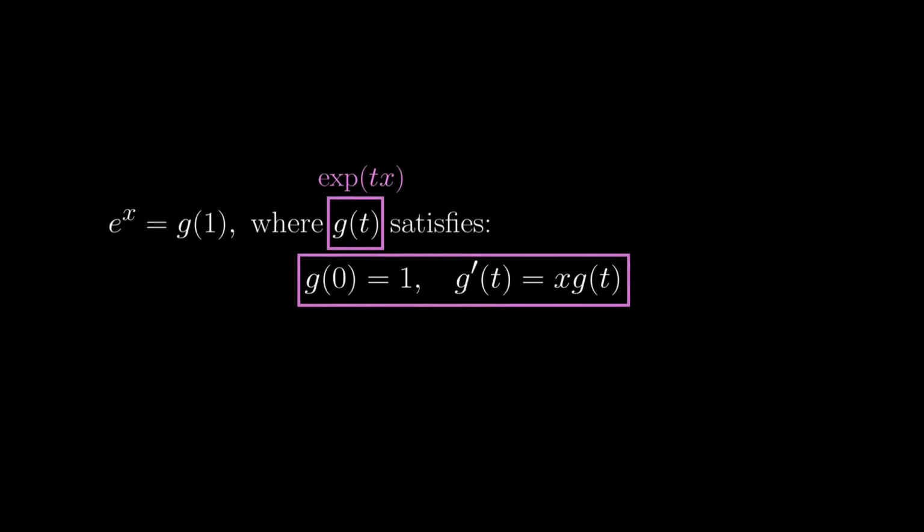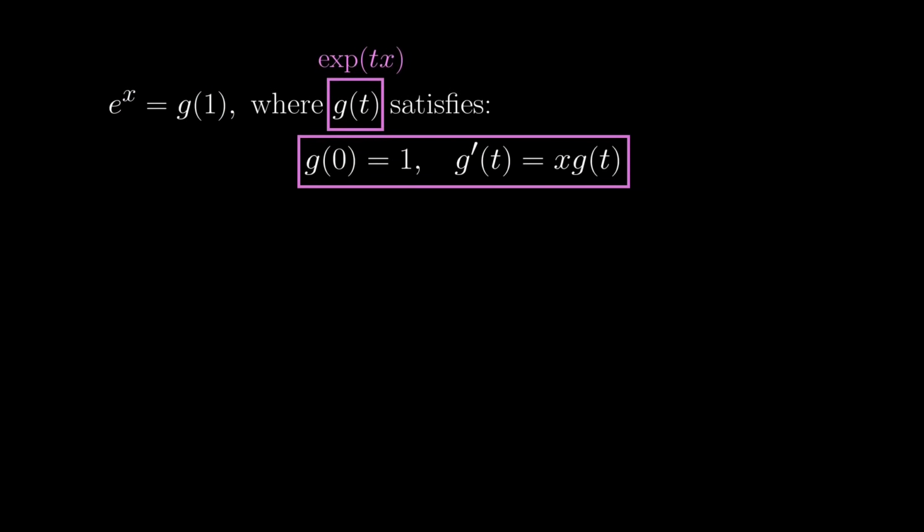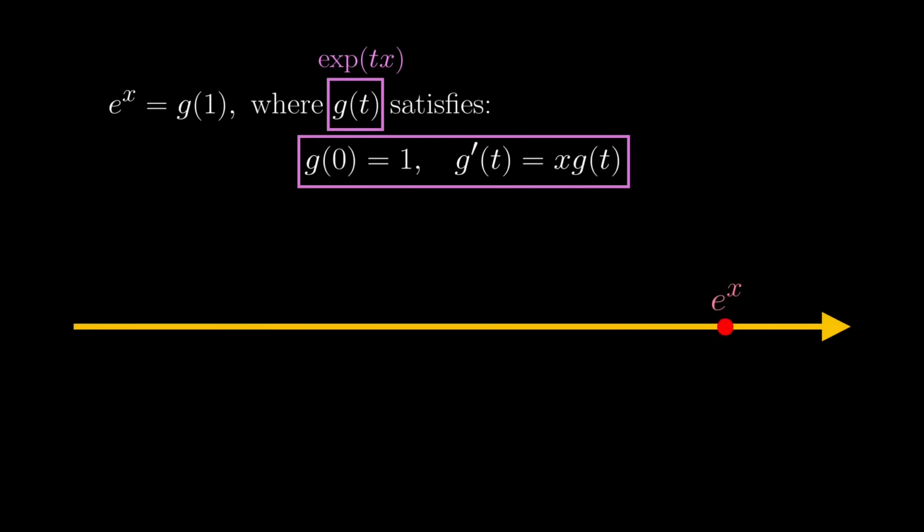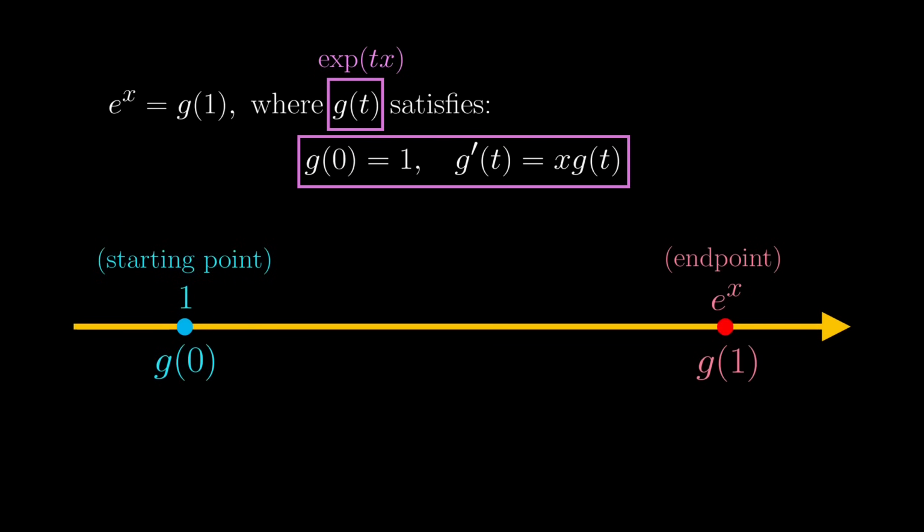Now this is quite a neat way of thinking about exponentiation because rather than thinking of e to the x as a single point, g of t forces us to think of e to the x as the endpoint of a journey. More specifically, this journey starts from g of 0, which according to our conditions would be 1. And we work our way towards the endpoint, which is going to be e to the x or g of 1. So exponentiation can be thought of a little more dynamically. It is actually a journey, a process.